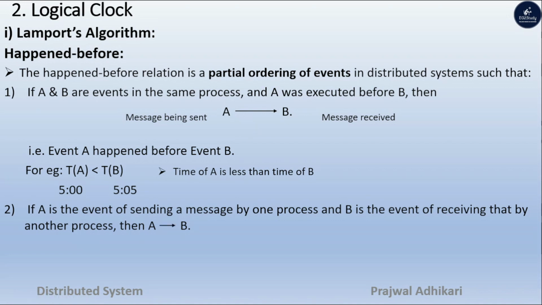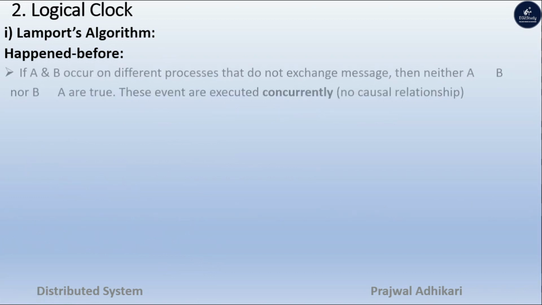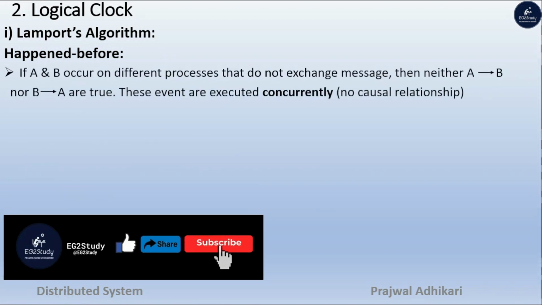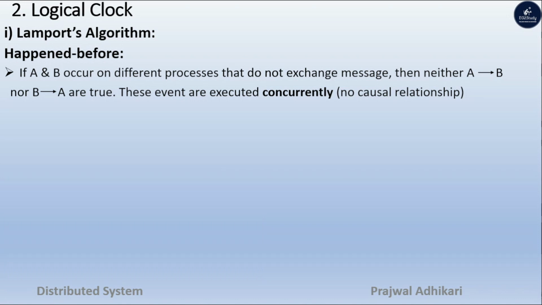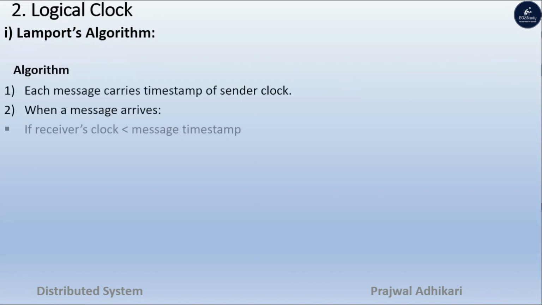If A is the event of sending a message by one process and B is the event of receiving that message by another process, then A → B. A is the event of sending and B is the event of receiving. If A → B and B → C, then there will always be A → C. If A and B occur on different processes that do not exchange any message, then neither A → B nor B → A is true. These events are executed concurrently. There is no causal relationship between these two events, A and B, because they are not exchanging any message between them. Here is the Lamport's algorithm.